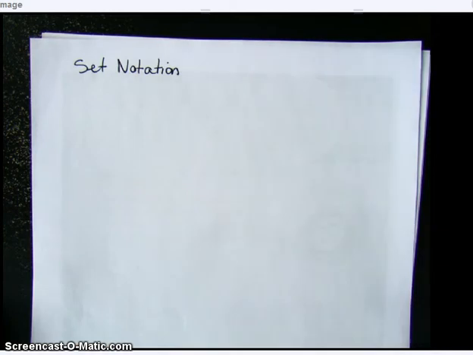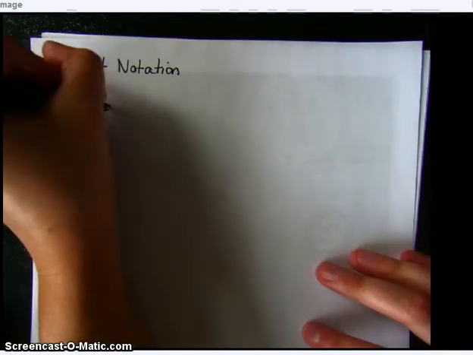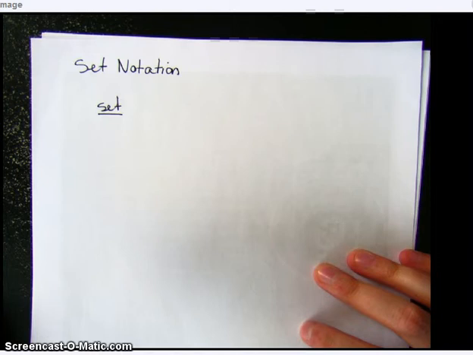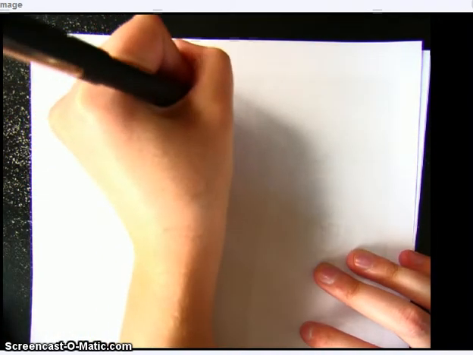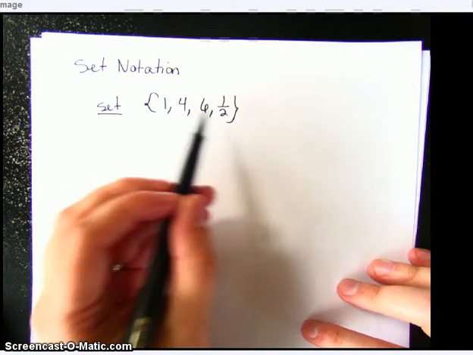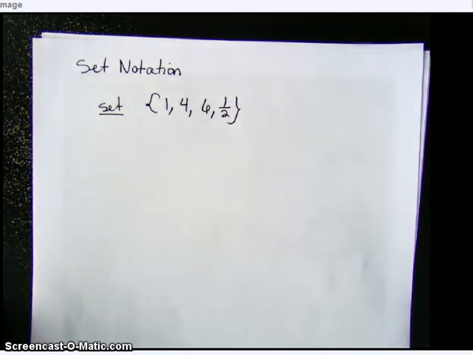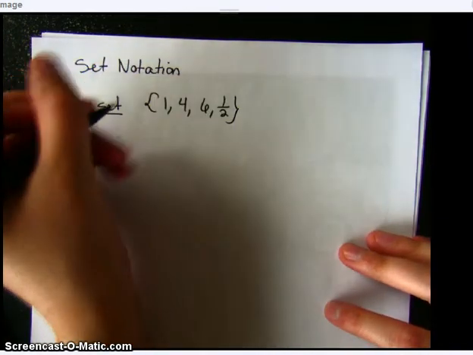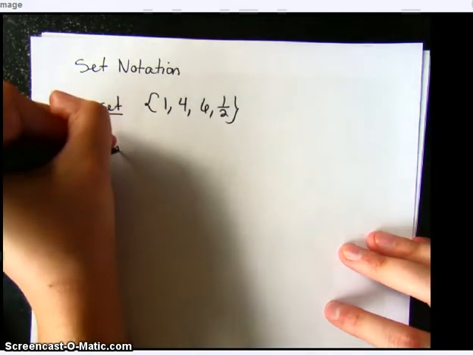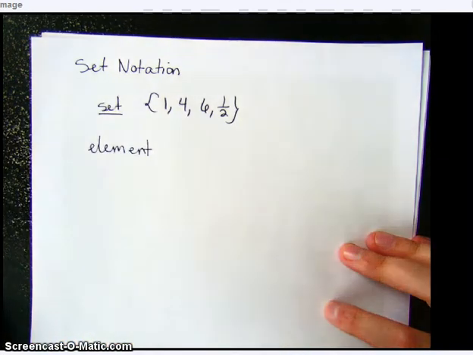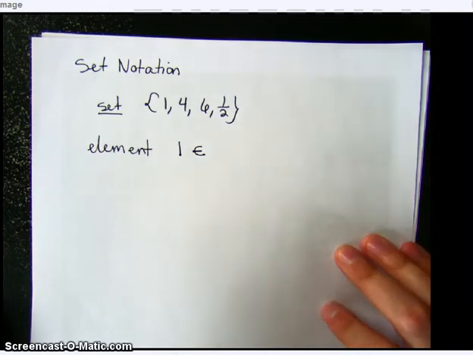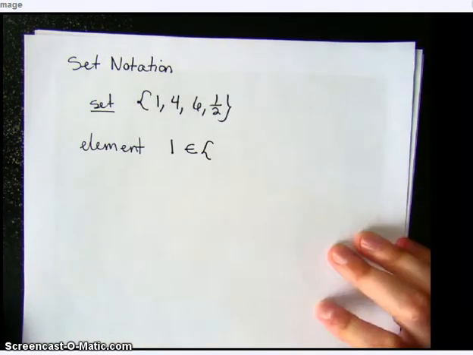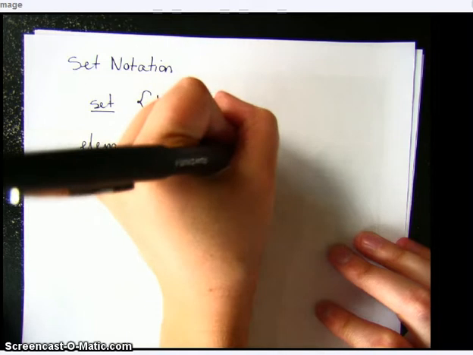So, set notation. We talked about what a set is today in class, and basically a set is a group of mathematical objects. In this case, this set is a group of 4 numbers, 1, 4, 6, and 1/2. Now, within a set, each member or each number here is an element of the set. So 1 is an element, and this little e is the symbol for element, is an element of the set 1, 4, 6, 1/2.